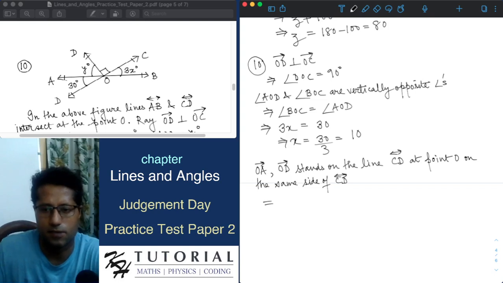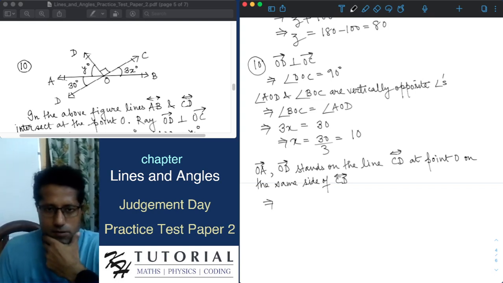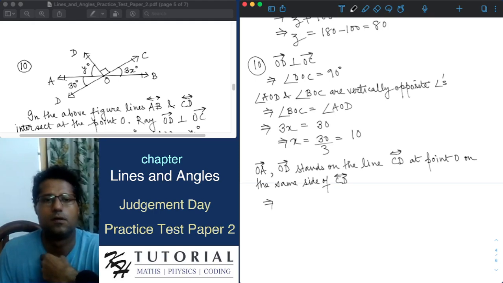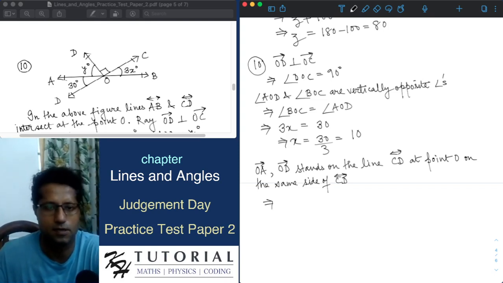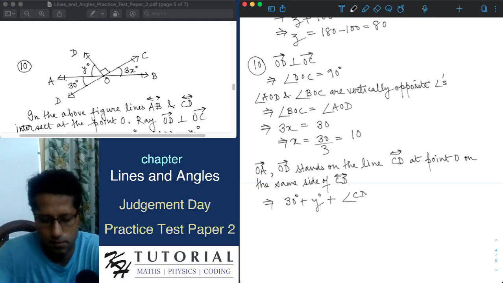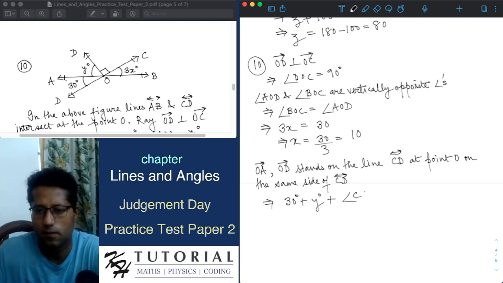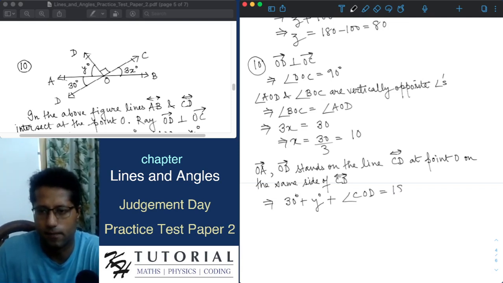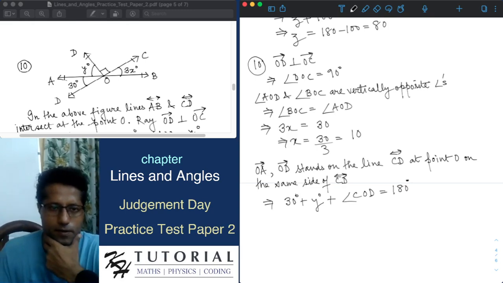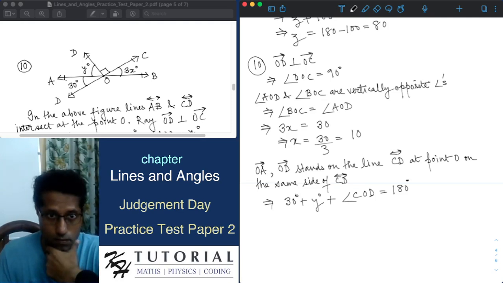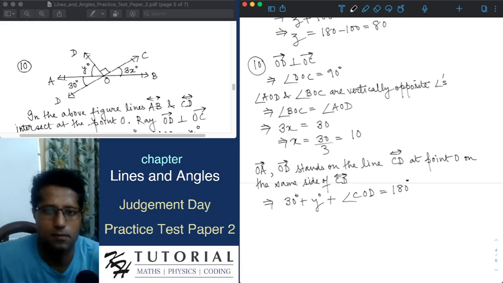Now this clearly says we have three angles formed on the upper left side of the line CD. This clearly says that 30 degree plus y degree plus angle COD should be equal to 180 degree. The angle 30 degree, that is the angle AOD, and angle AO. Wait a minute. Why are there two D?